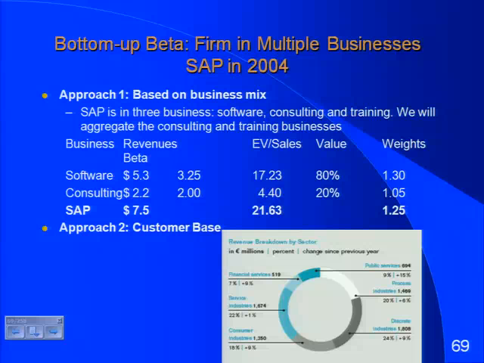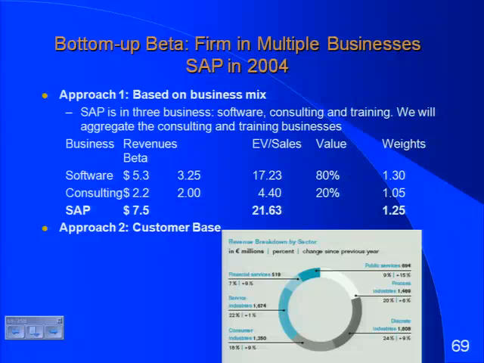I have the 5.3 billion in revenues that SAP gets from software. Software companies typically trade at 3.25 times revenues. I multiplied the 5.3 by 3.25, came up with an estimated value of 17.23 billion. I did the same thing for consulting. 2.2 billion, consulting companies typically trade at 2 times revenue, so I multiply the 2.2 by 2 to come up with an estimated value of 4.4. Those are my estimated values for software and consulting.